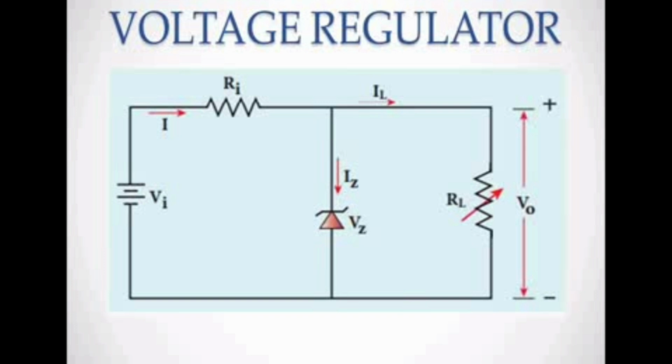Now suppose the input voltage in this circuit increases. What happens when the voltage increases? The flow of current also increases. When the current increases, the voltage is dropped across the resistance Ri, so again we can maintain the same current. When the current increases, the potential decreases. When the potential decreases, the flow of current in the Zener diode also decreases.